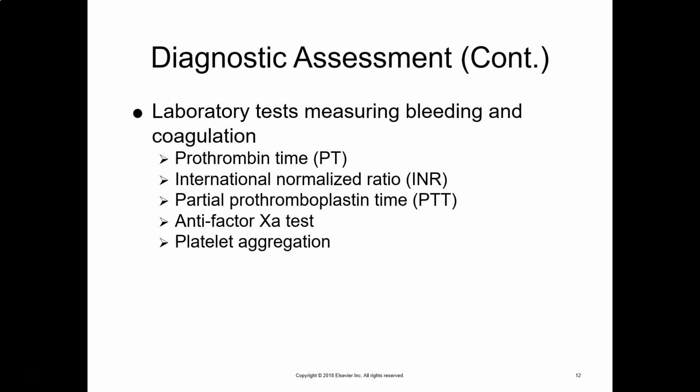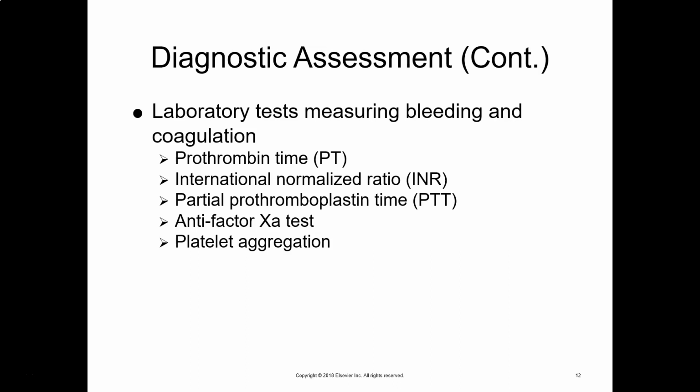When we're looking at our diagnostic testing, when we're measuring for bleeding and coagulation times, these are the labs that we look at. Okay, and again, if you open up your presenter's view, you'll see my notes, so you don't have to try to stop me to write it all down.